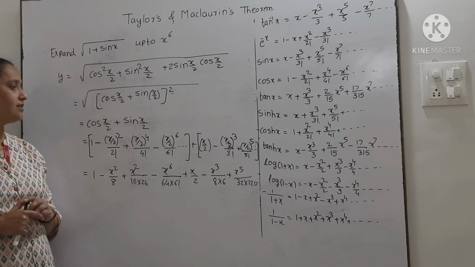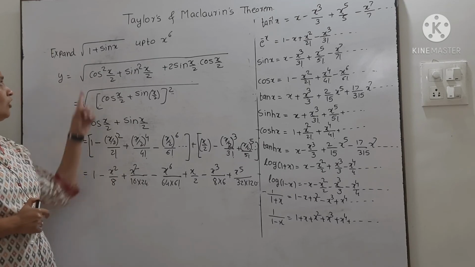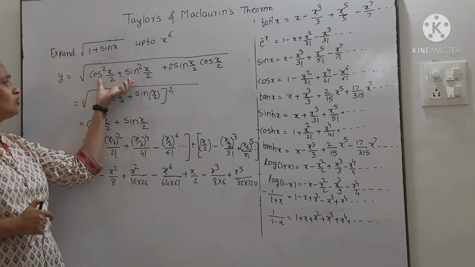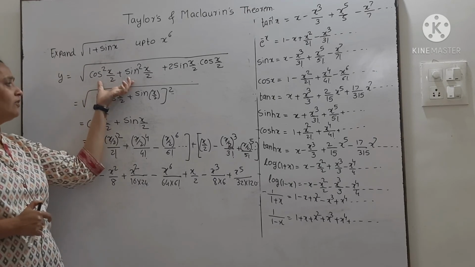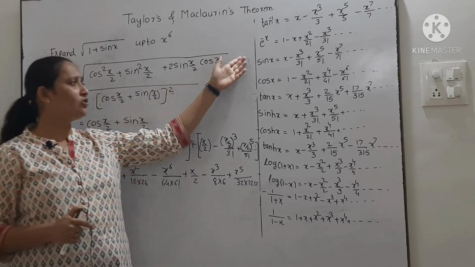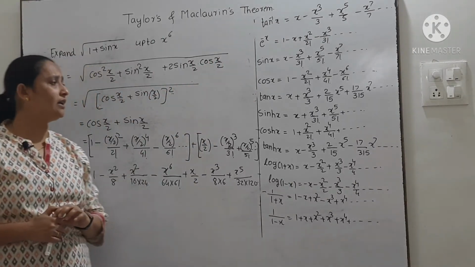We can carry out the multiplication and you will get the expansion of under root of 1 plus sin x up to x raised to 6. Simply you have to use the half angle formula for sin x, the value of 1 by using the first identity of trigonometric functions. This will become a perfect square, and use the standard expansion of sin x and cos x. You will get the answer.